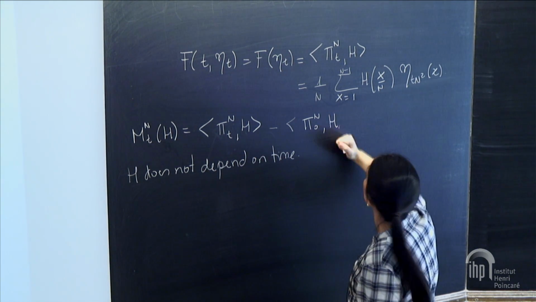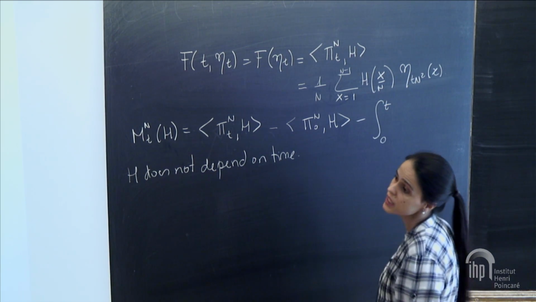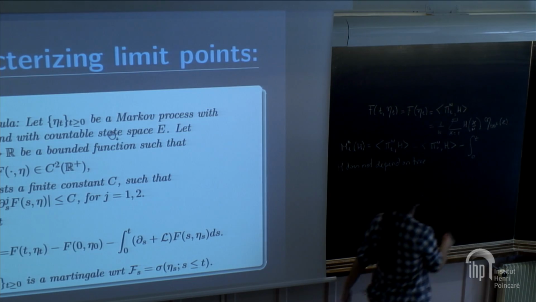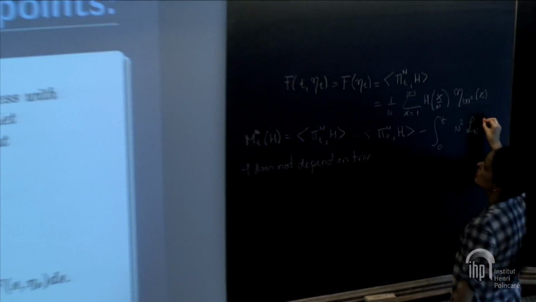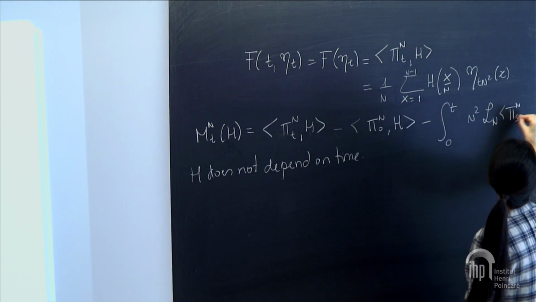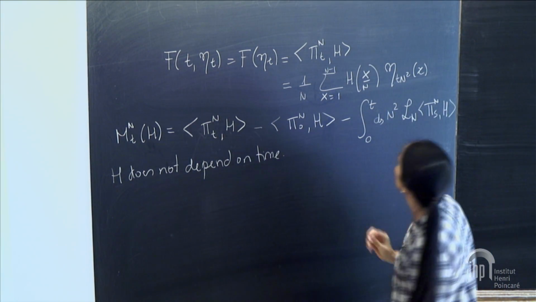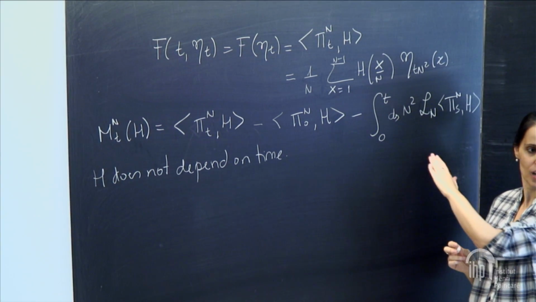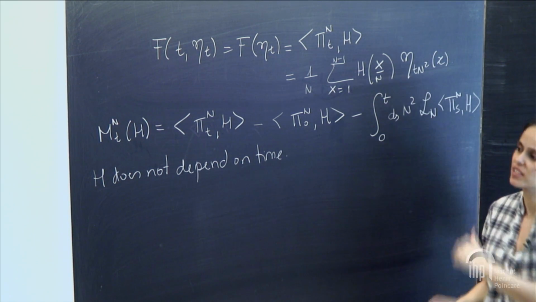So I don't depend on time. And the integral from 0 to t, so this term does not appear here because my function f does not depend on time. And now I have to compute these ds. And in the last lecture, I just put the expression. So now I'm going to try to explain how to get this term out of here, okay? Because it is a term that depends on the dynamics.